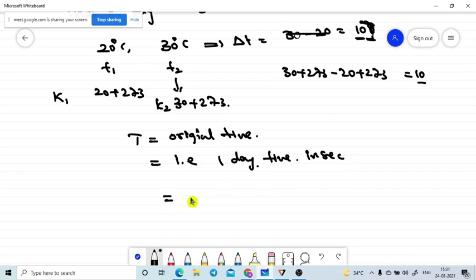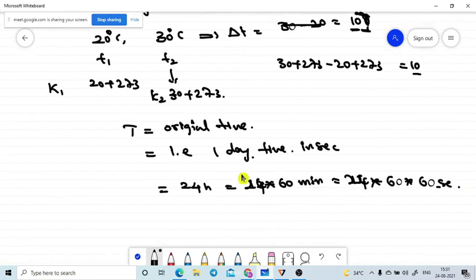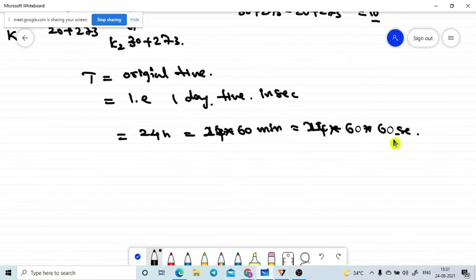One day is 24 hours. So that is equal to 24 hours into 60 minutes, and 1 minute is equal to 60 seconds. Are you getting or not? Yes, sir. So 24 into 60 into 60 is nothing but 86,400 seconds. If you want, you can do it in the calculator, no issue.